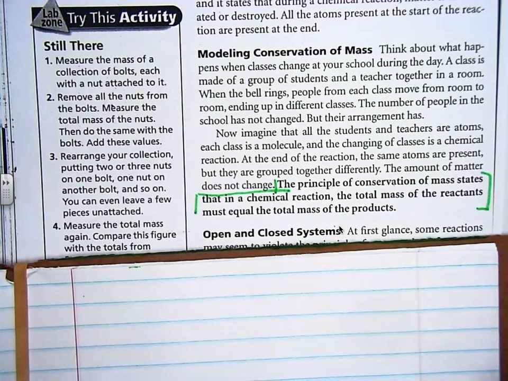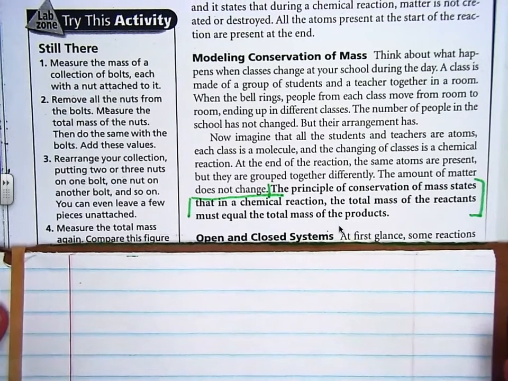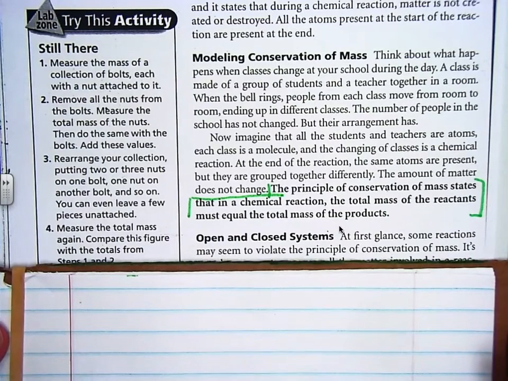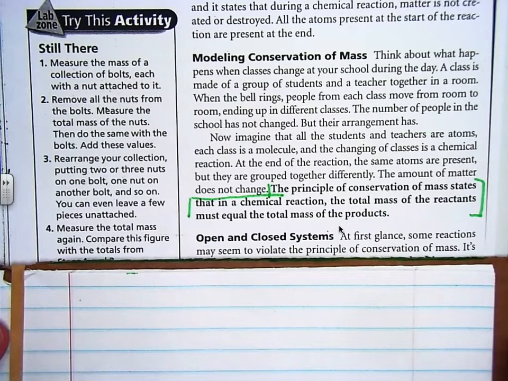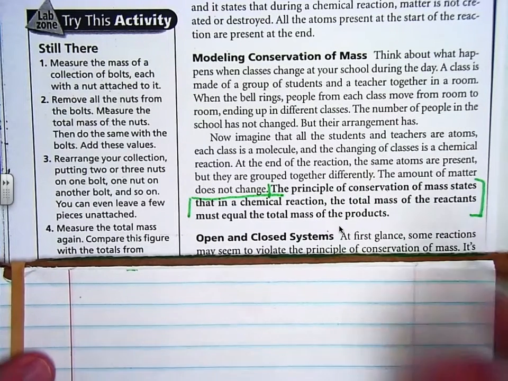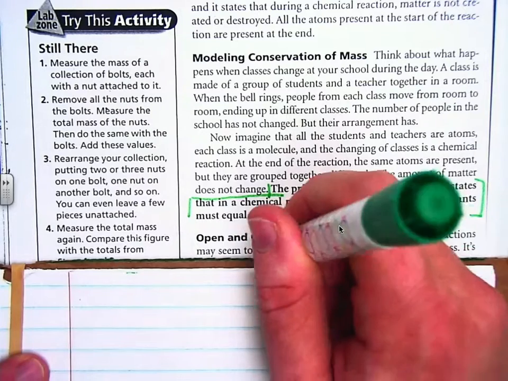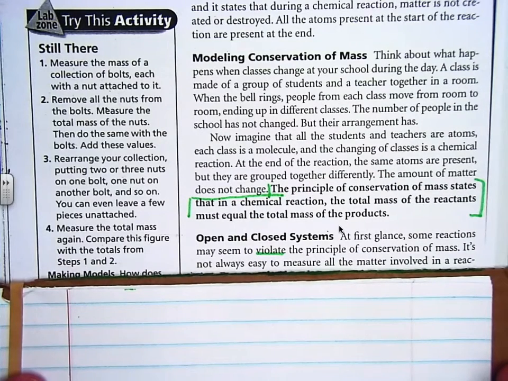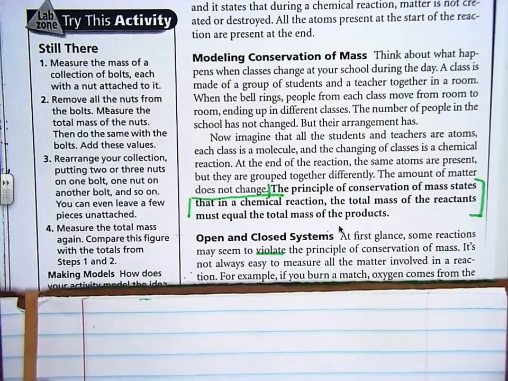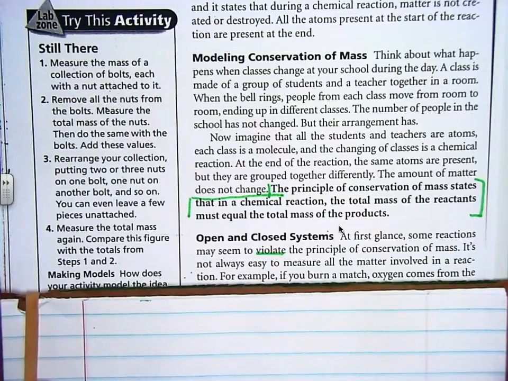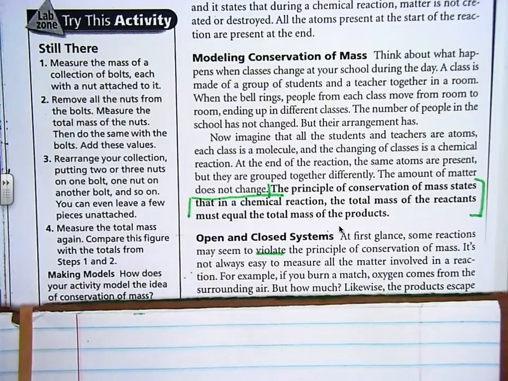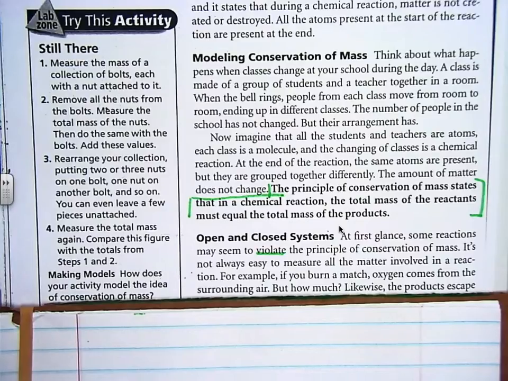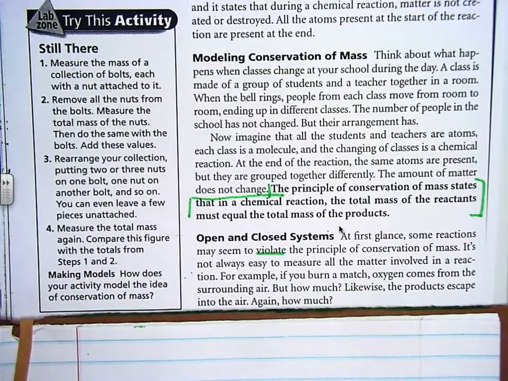Open and closed systems. At first glance, some reactions may seem to violate the principle of conservation of mass. Violate means to break or to go against, if you didn't know. It's not always easy to measure all the matter involved in a reaction. For example, if you burn a match, oxygen comes from the surrounding air. But how much? Likewise, the products escape into the air. Again, how much?